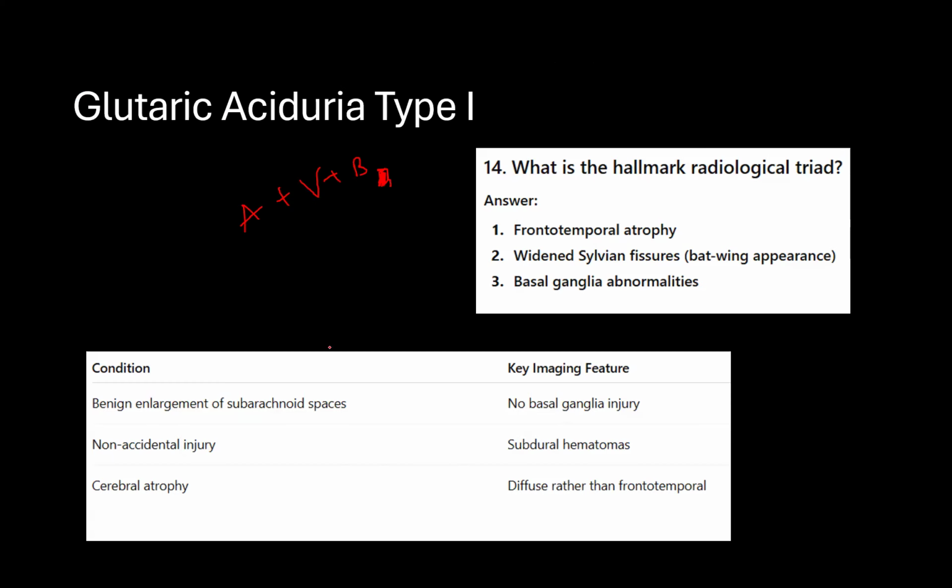Now, what are the DDs? In children, if we see subdural hematoma, we should rule out NAI, but it will not have basal ganglia hyperintensity. And also, if cerebral atrophy, it will be diffuse. This is mainly frontotemporal. So, one mnemonic to remember is GA1, glutaric aciduria type 1. You remember, it's like a guy. Guy means cow. Okay. So, we are having all the animals. We are having cow, we are having bat. So, it is having batwing appearance. It is nothing but GA1.